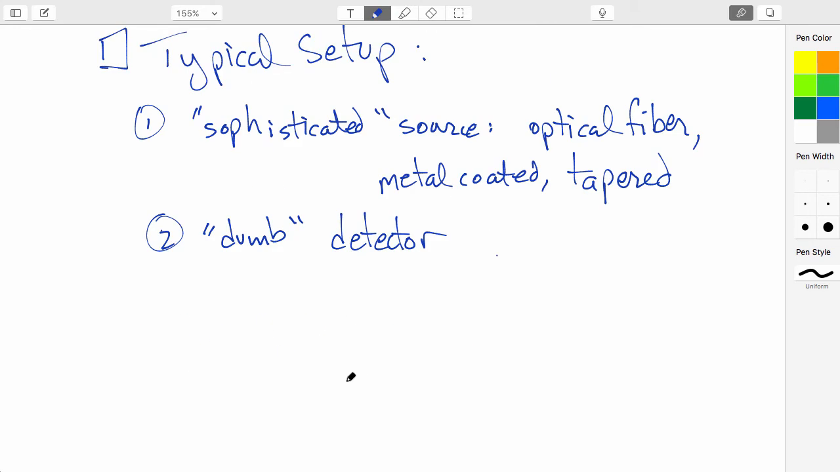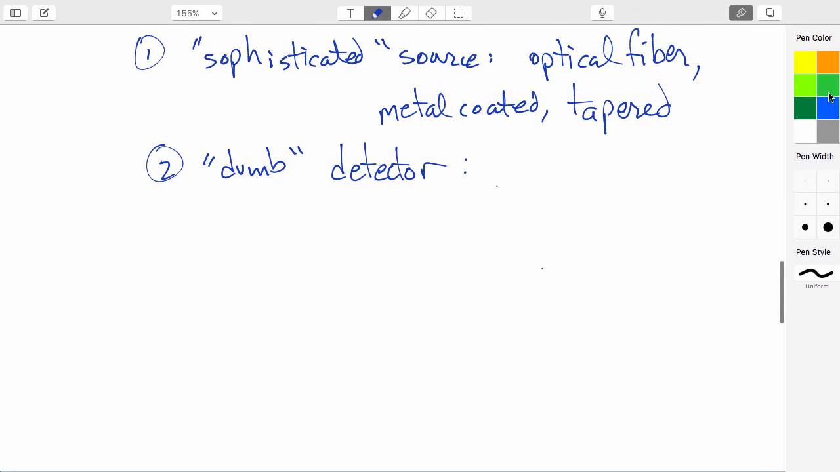All right, now the typical setup has two parts. First of all, a sophisticated source, which is an optical fiber that's metal coated and tapered. And then secondly, a dumb detector, which is simply a photodiode or something detecting the light itself. So let's draw what this looks like, and you get a sense of how this microscope works. Now, let's begin by drawing the sample surface. And let's say there's some nano pattern on the surface here that we want to image.